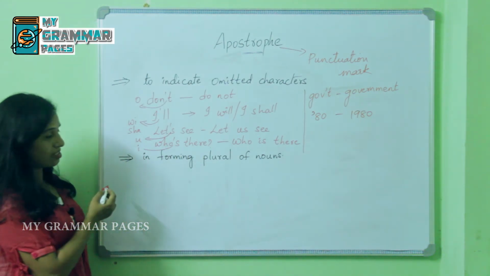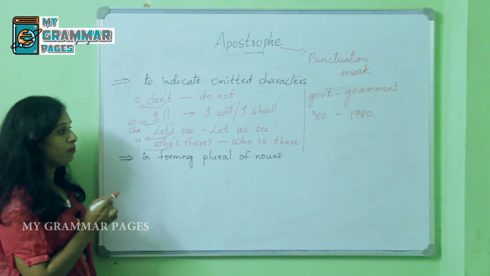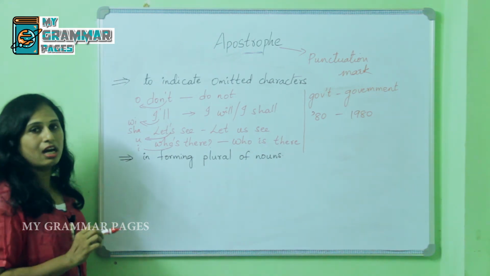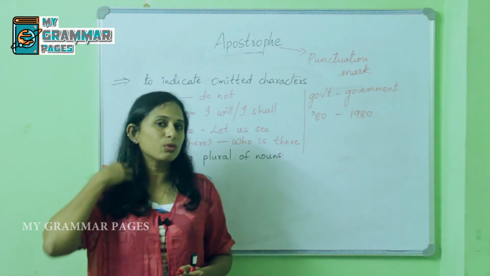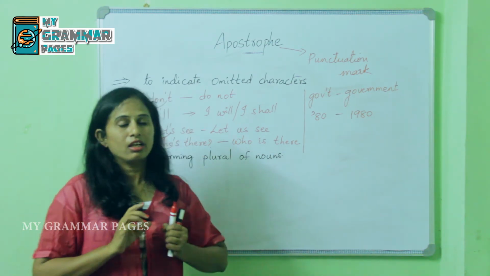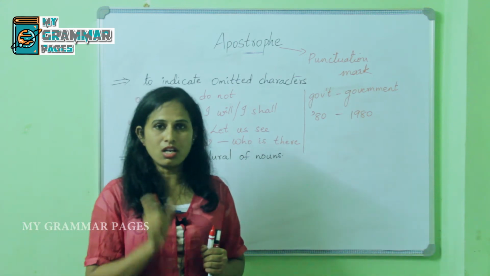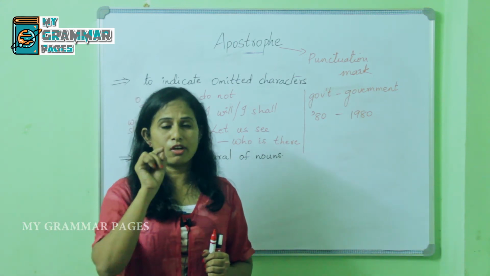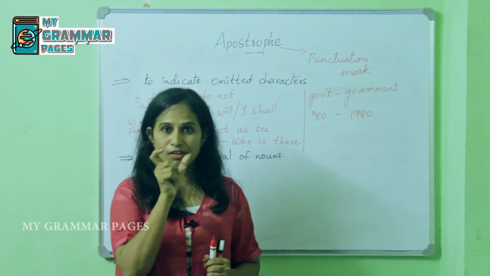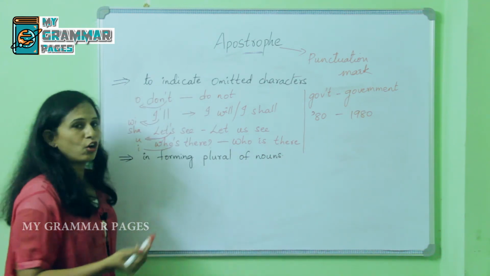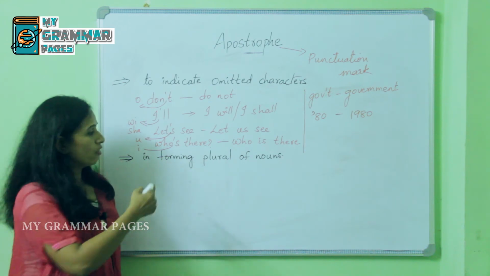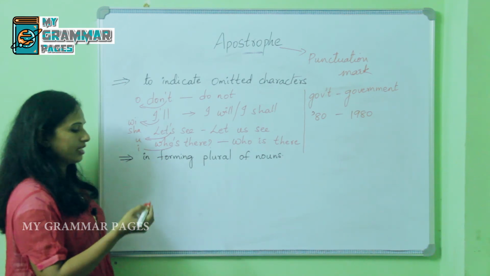And coming to the last one, that is in forming the plural of nouns. Actually, an apostrophe will never create the plural forms of nouns, and that's what I gave in the introduction. Whenever you are using a plural noun ending with S, we are not supposed to keep an apostrophe and an S. But here, in order to create the plural forms, we use an apostrophe. Let me take an example for that.